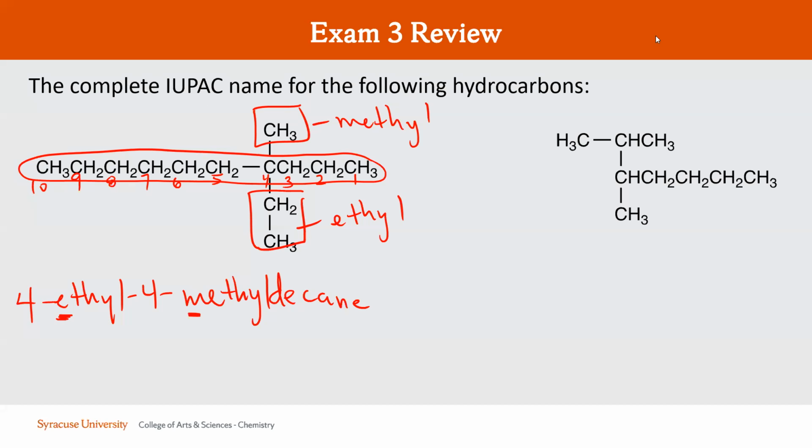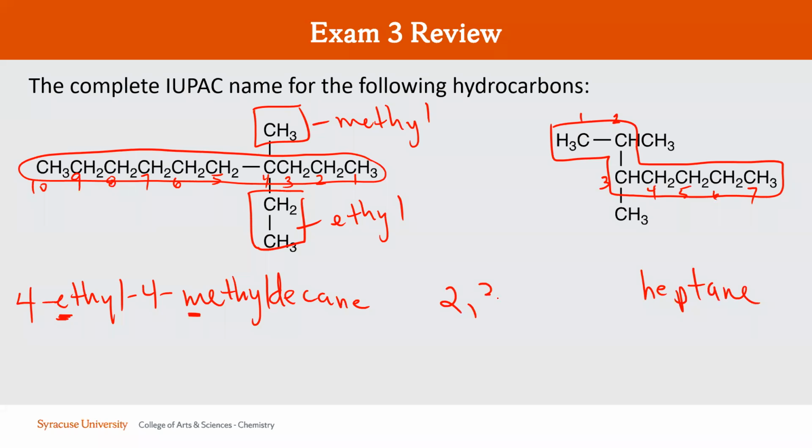All right, so for the next one, we want the longest chain possible. This one's a little bit of a zigzag, but something like this. And then do we count this from the left or from the right? From the left, we get 1, 2, 3, 4, 5, 6, and 7. So the base name is heptane. And then what would our prefix be here?